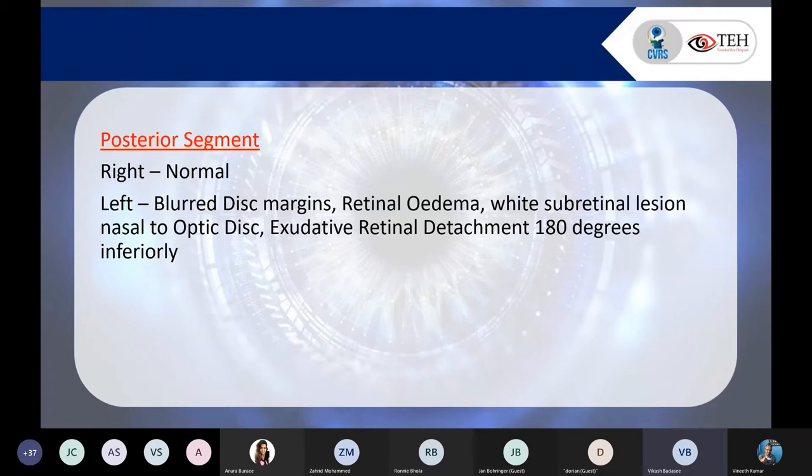So given our investigations and examinations, it was noted that in the left eye there were blurred disc margins, generalized retinal edema, a white subretinal lesion nasal to the optic disc, and an exudative retinal detachment which was 180 degrees inferiorly.